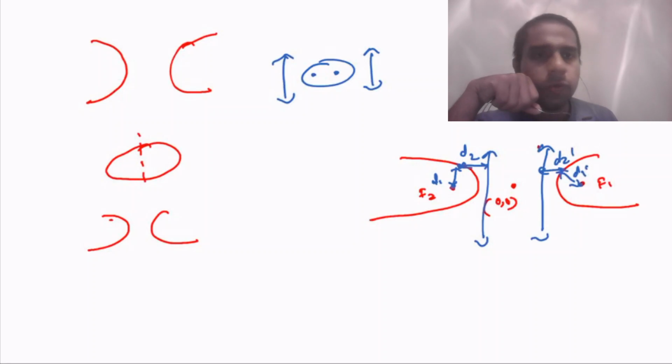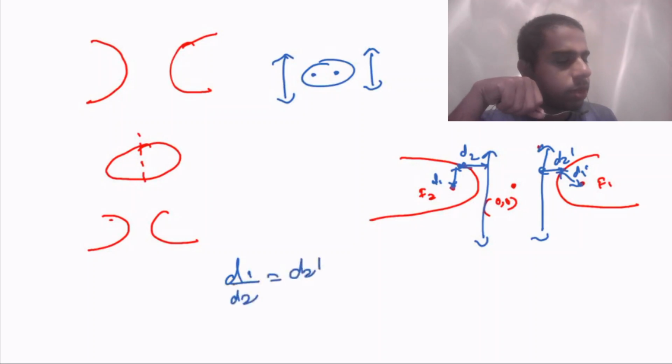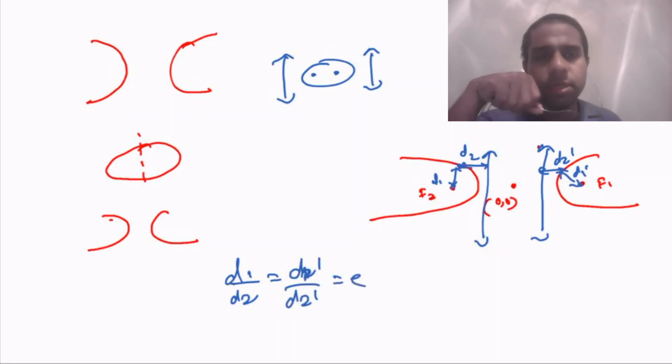So there are two focus points, and when you have two focus points and two directrices, you will obviously get two curves which satisfy the condition d1 by d2 equals d1 dash by d2 dash equals e. There will be two curves satisfying the condition. That's why you see two curves like this.